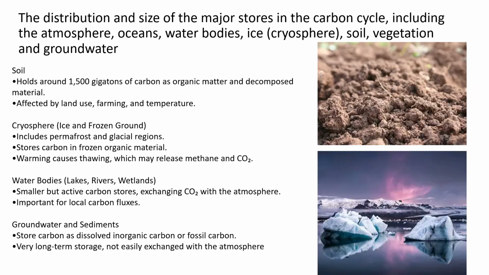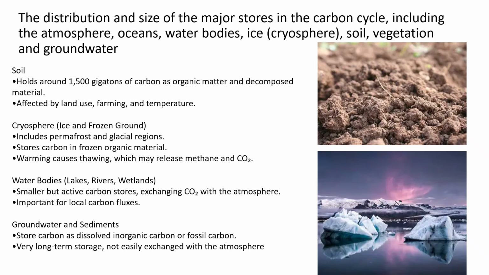We also have soil. Soil holds around 1,500 gigatons of carbon. A huge amount of carbon is maintained within our soil, and that's important because our biomass need it. Our plants need to access that carbon, and it's really important for human activity like farming.